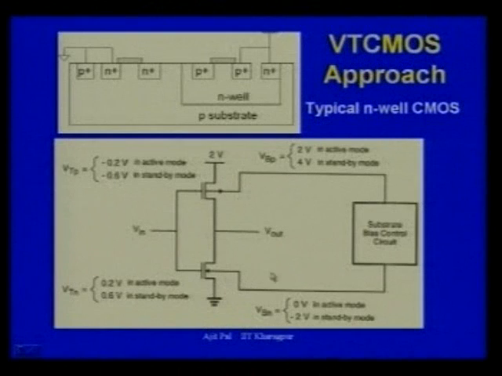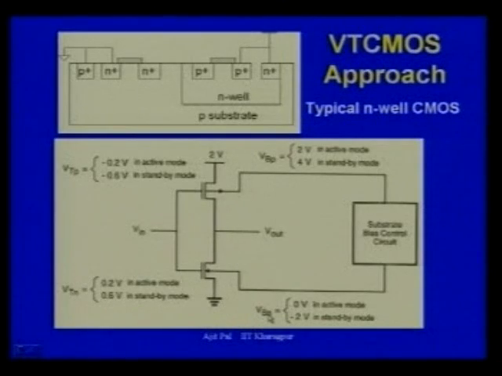Now you adjust the body bias, you make it 4 volt here, and this one is minus 2 volt. As you do that, the threshold voltage changes to minus 0.6 volt for the PMOS transistor, and for the NMOS transistor 0.6 volt, and that you do in the standby mode. In standby mode you do not require high performance, but the leakage power will be reduced significantly.